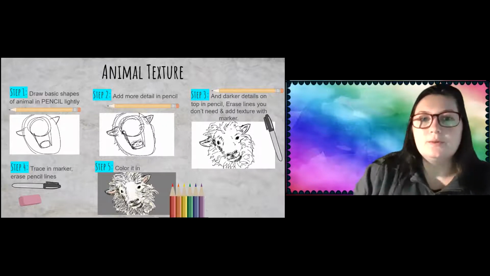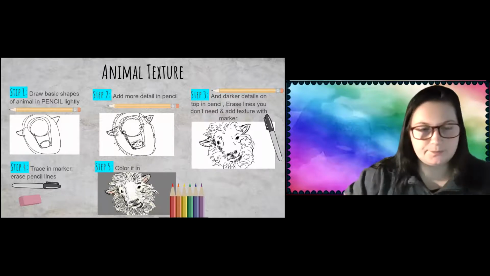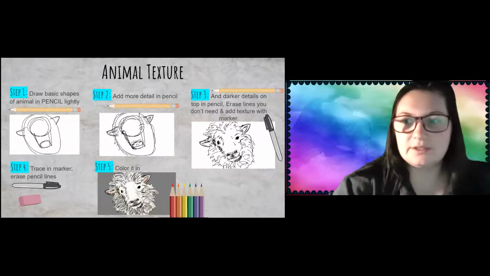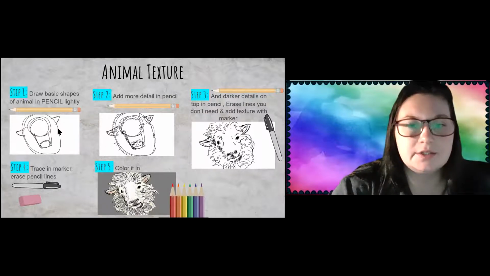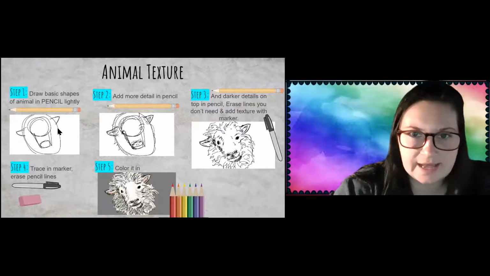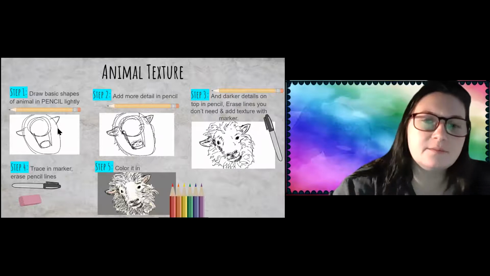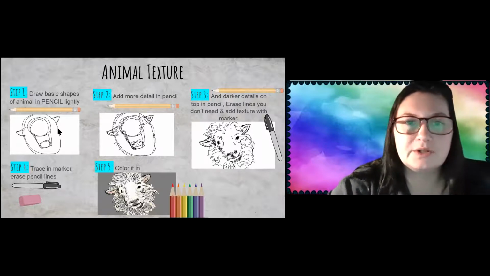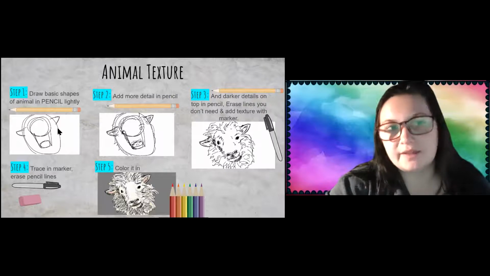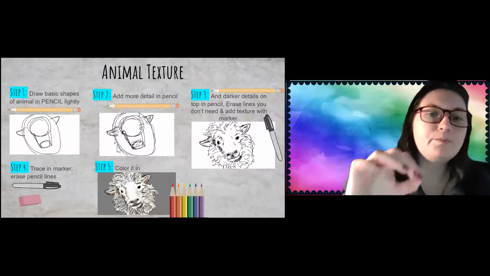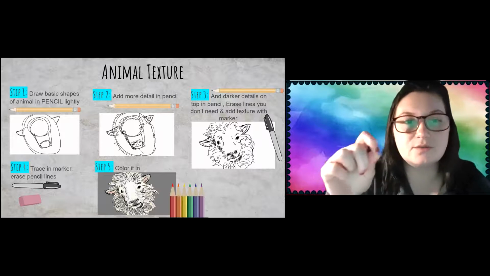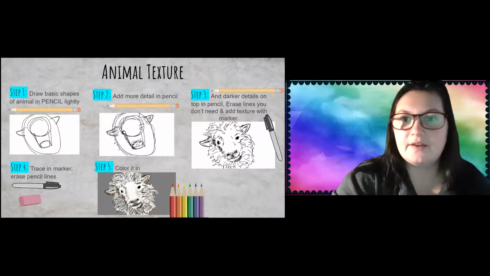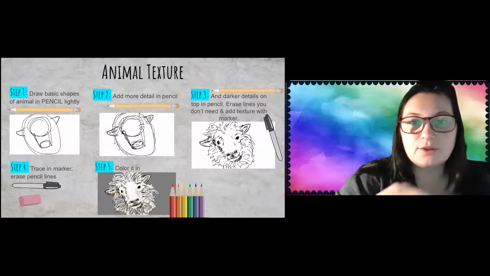Step 2 would start to add a little more detail. So I know my oval isn't going to be perfectly smooth on a sheep, right? It's very fuzzy. So I started adding some wavy and zigzag lines, started adding some eyes, all right, some more details. You're going to keep doing that, keep adding a little more details. And the more that you add, you're going to kind of press a little darker because you want those details to really stick, right? Then you're going to add your texture with marker.